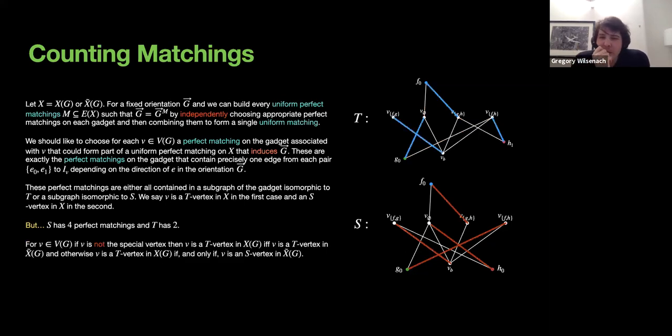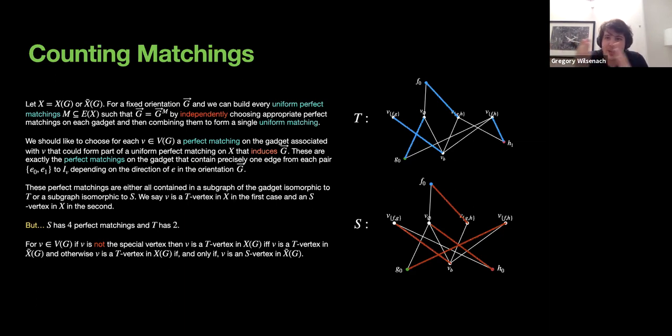And now we think about these odd and even graphs. It's not too hard to show, let's suppose we pick some vertex V in the graph G. If V is not the special vertex, then V is going to be a T vertex in X. What that means is that the perfect matchings on V are going to be contained in the graph T. So V is going to be a T vertex in X if and only if V is a T vertex in X tilde. In other words, it's going to be a T vertex in the even graph if and only if it's a T vertex in the odd graph. But if V was the special vertex, then there's a flip. If it's a T vertex in the even graph, it's going to be an S vertex in the odd graph.